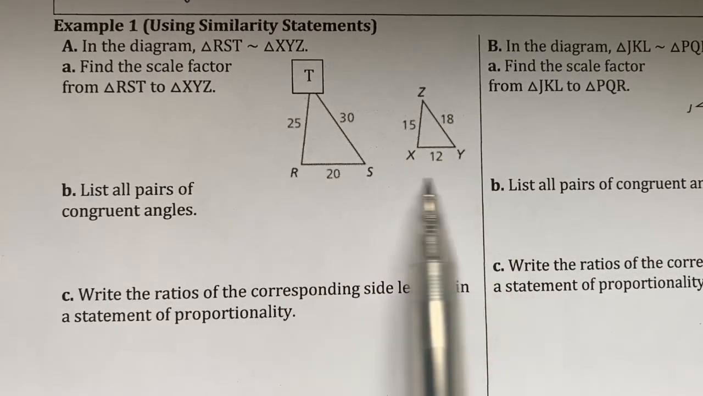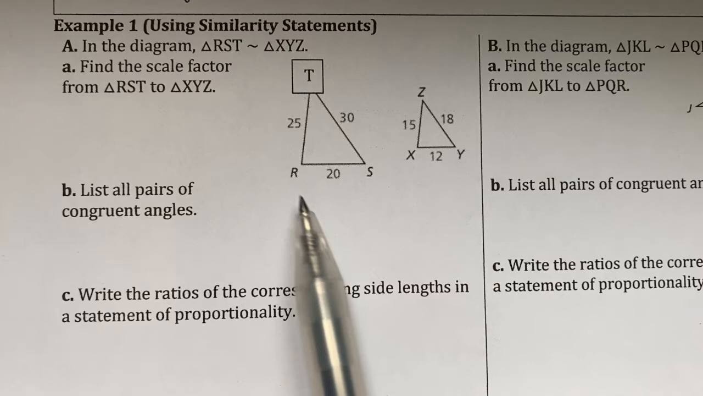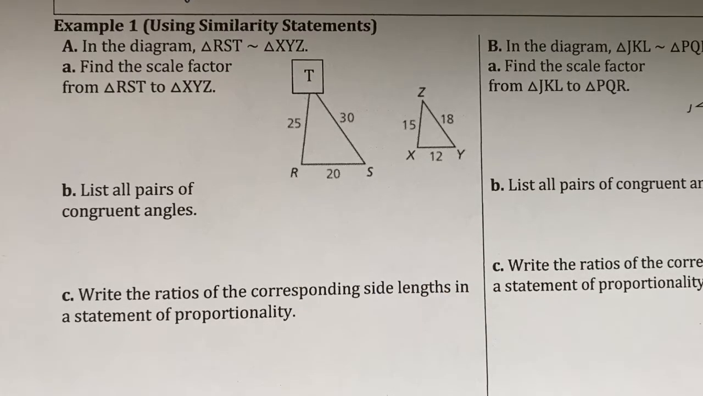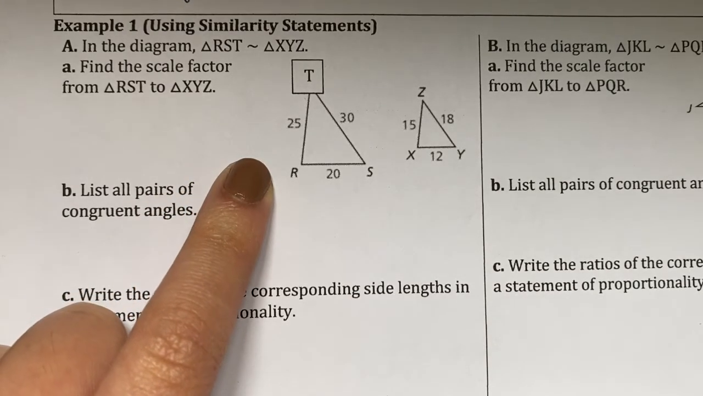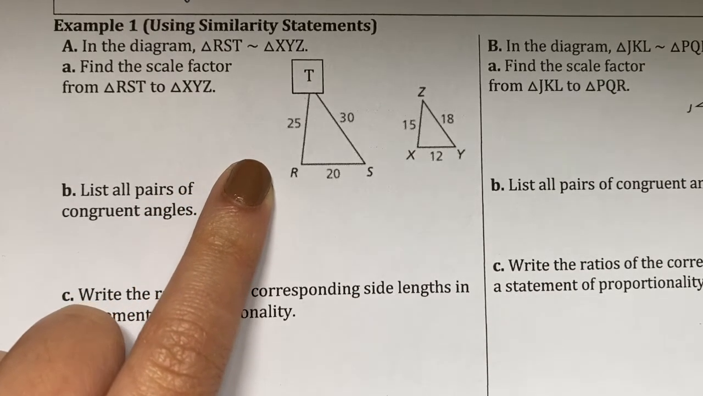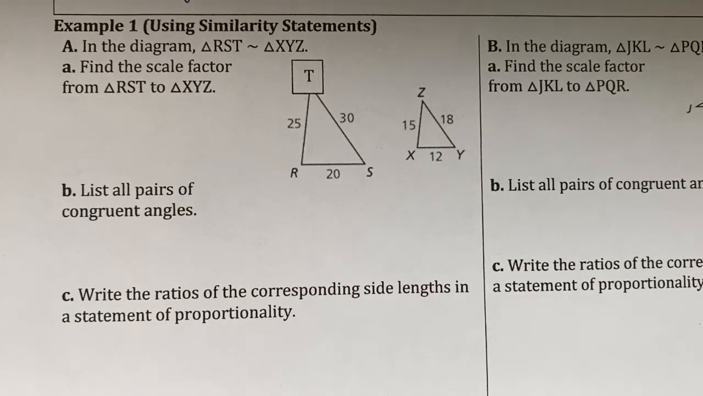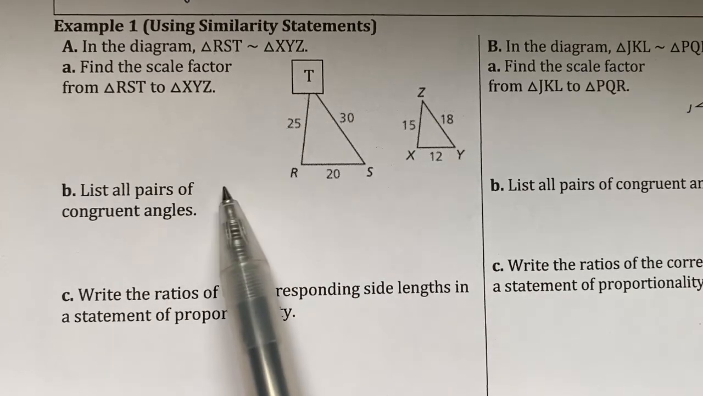Since we're going from bigger to smaller, our scale factor is going to be less than 1. Whenever you're going from small to big, then it's going to be greater than 1. All right, so let's use the corresponding sides to find the scale factor. RS and XY are corresponding to each other, and we can tell that from the similarity statement. So I'm going to set a proportion to find the scale factor.